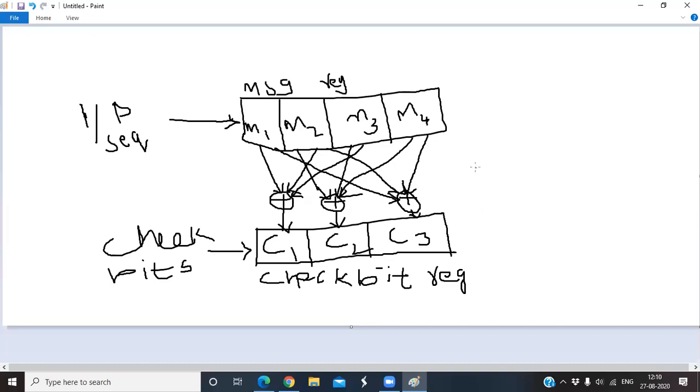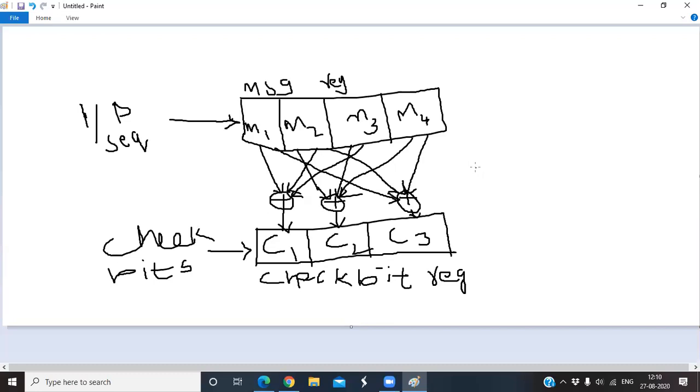So C1 equals M1 XOR M2 XOR M3, C2 equals M2 XOR M3 XOR M4, and C3 equals M1 XOR M2 XOR M4. Please draw it clearly. I think the concept is clear, right? How to draw the encoder is clear, right? So the check bits are very important here, and those check bits are for the generator matrix, which was explained previously.